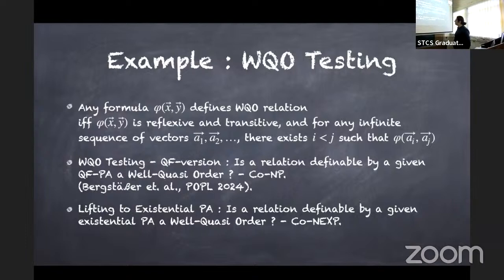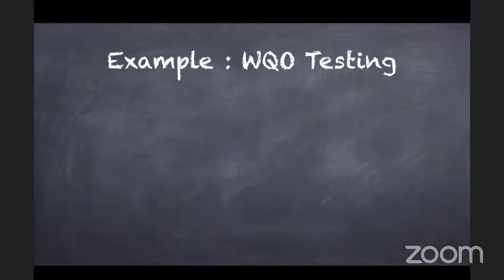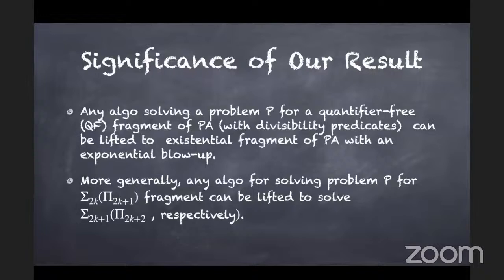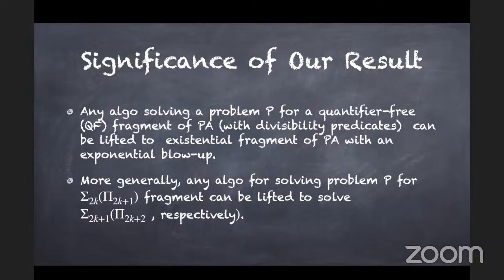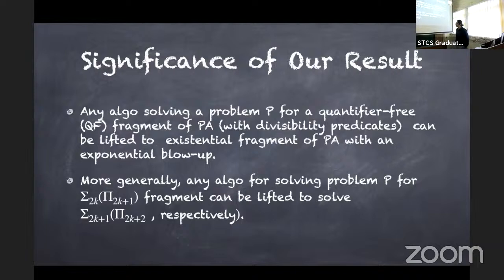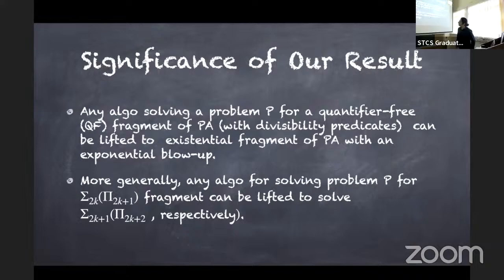Right. Sorry, can you go to the previous slide? So here, this is basically saying that if the last block of quantifiers was an exists quantifier, you can eliminate that block of quantifiers by increasing your formula size by some exponential factor. So wouldn't that mean that you can lift a problem from pi 2k to sigma 2k plus 1? Am I missing something? Yeah, the problem can be lifted, but the algorithm was the opposite way.